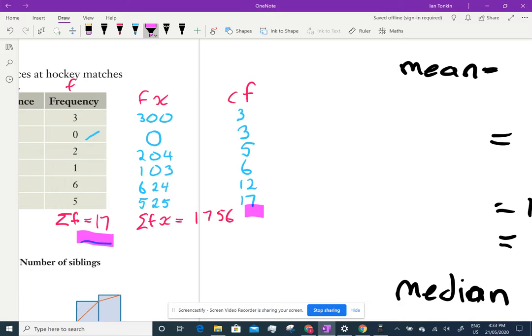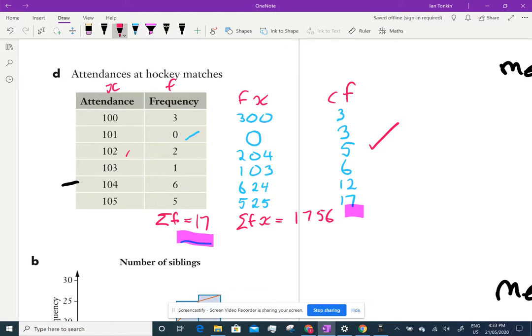Now, I'm looking for, and I haven't got a clear marker here. For example, the 5th score, if I line these up in order, the 5th score is 102. All right, you can see I'd have the 3 100s, the 2 102s, and the 5th score would be the 102. The 6th score would be 103. The 7th, 8th, 9th, 10th, 11th, 12th scores are all 104s.